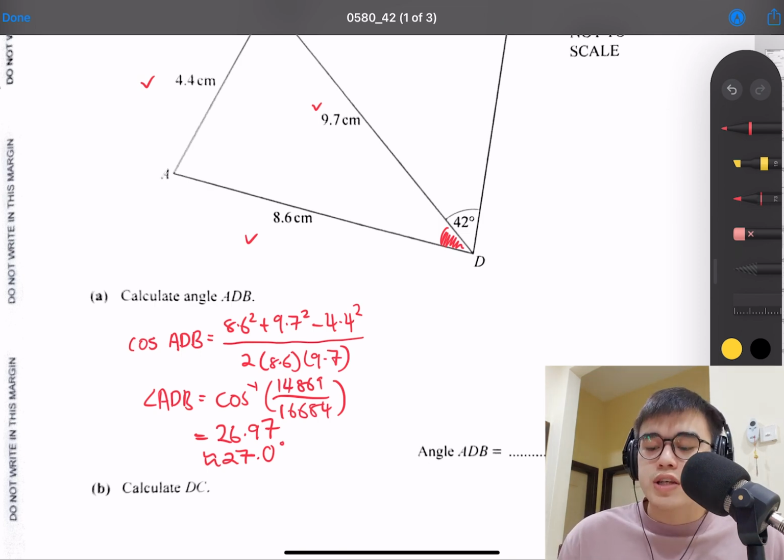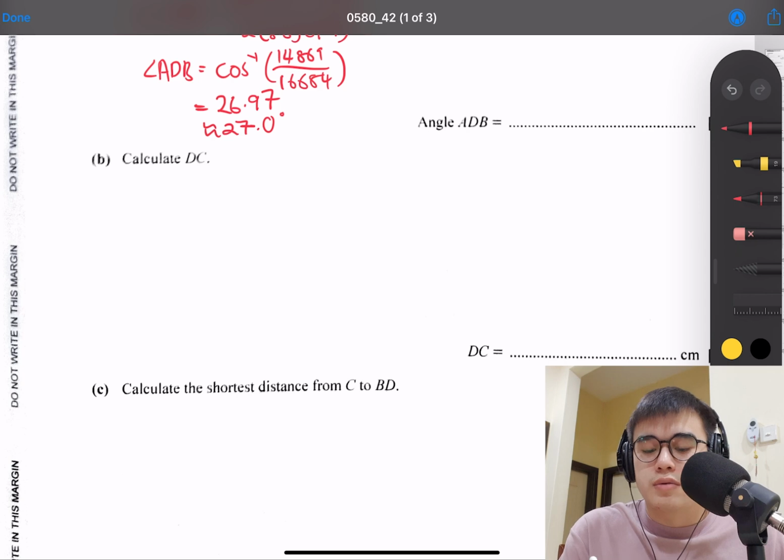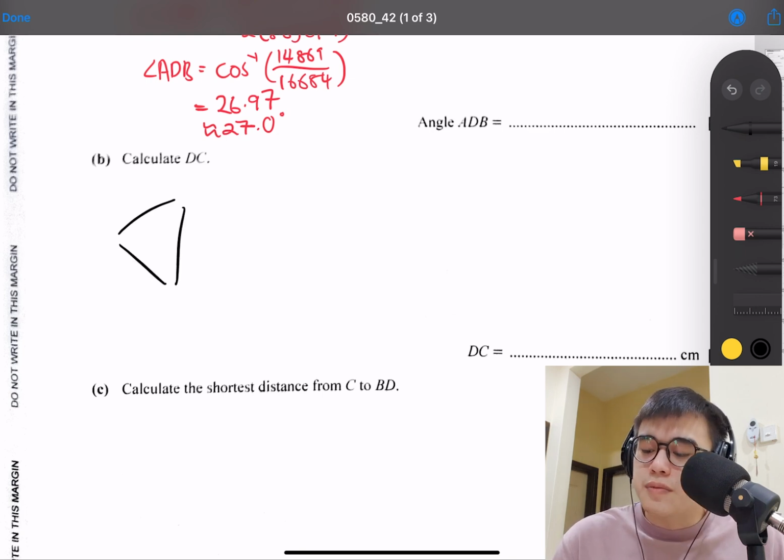Okay, so for the next part, they want the value of DC here. For your convenience, I'll be drawing this down.